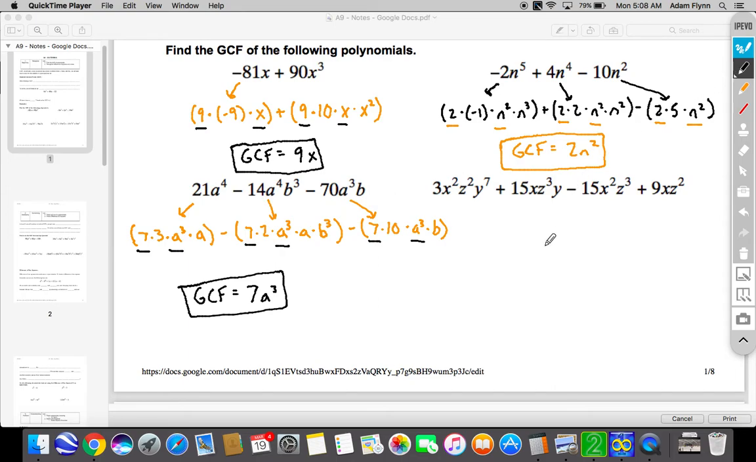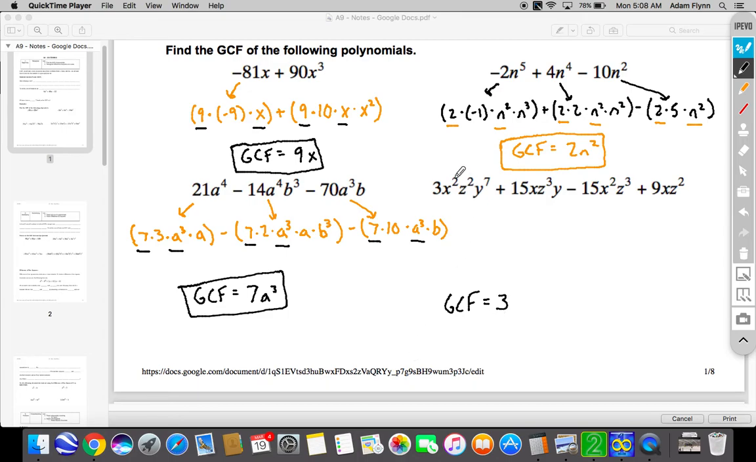Once you get really good at these, you don't need to break down each individual term like this. But to start off, it's a good strategy to do. But I'm going to show you my shortcut way. So I'm going to take a look at just my coefficients, or my numbers. So I've got 3, 15, 15, and 9. So the largest number that goes into 3, 15, 15, and 9 is 3. So I know my GCF is going to have a 3 in it.